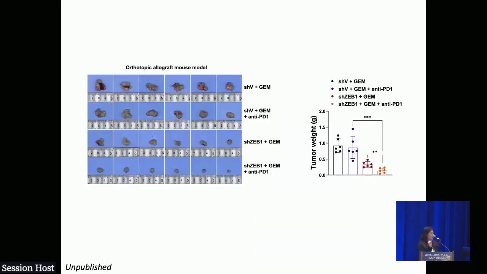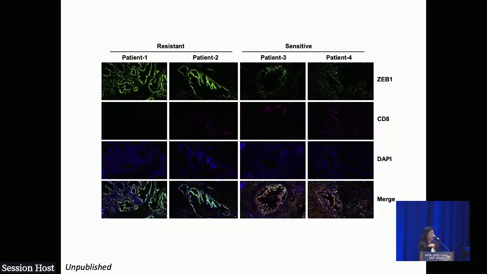And next, we combined the ZEB1 knockdown and the immune checkpoint PD-1 plus gemcitabine. And we found the triple treatment significantly inhibited the tumor growth in the orthotopic mouse.